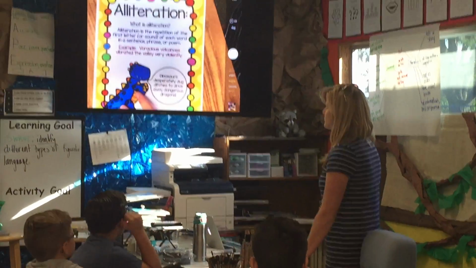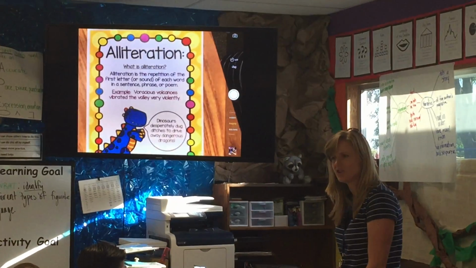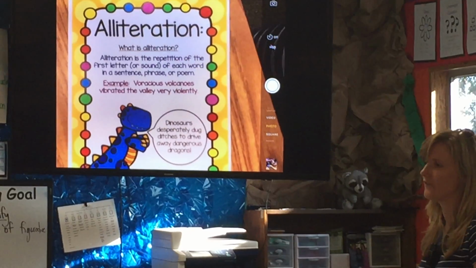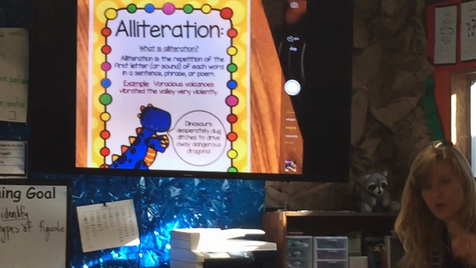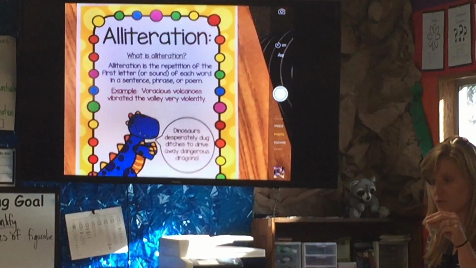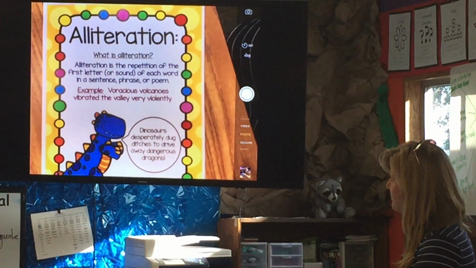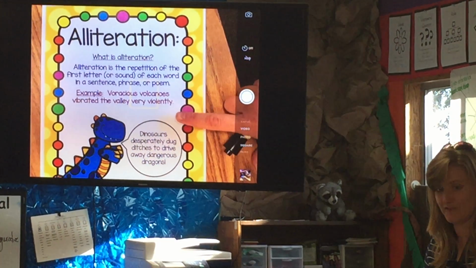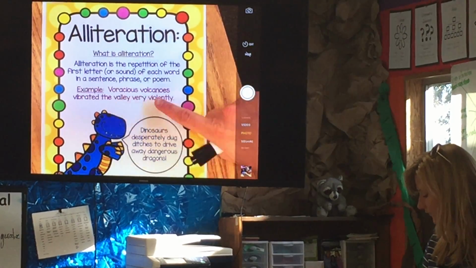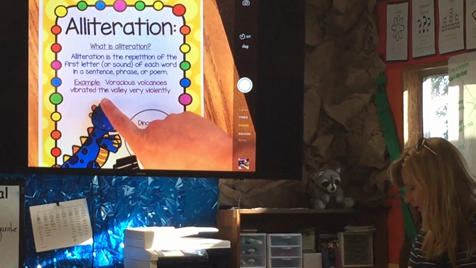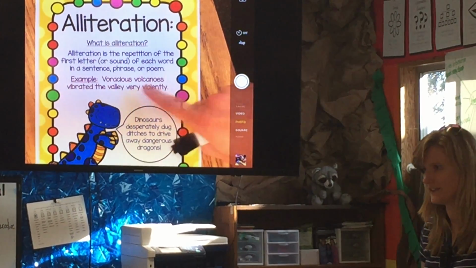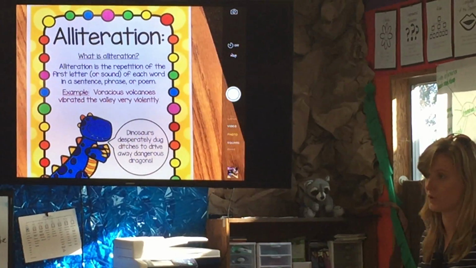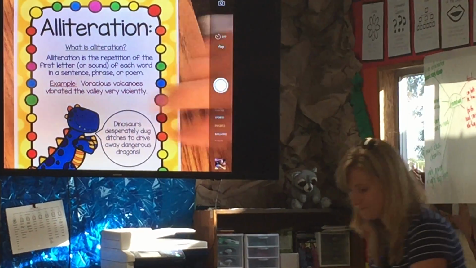I don't think alliteration is really one that you're going to be using a ton in your writing. I think it shows up more in poetry. But alliteration is where you're going to have the same sound or letter at the beginning of each word in maybe a sentence or phrase. So for example, ooh, they went big. I'm going to do the V one because I think that's impressive. They did V's. Voracious volcanoes vibrated the valley very violently. Alliteration is using that same letter or sound for multiple words in a sentence or phrase. Okay?